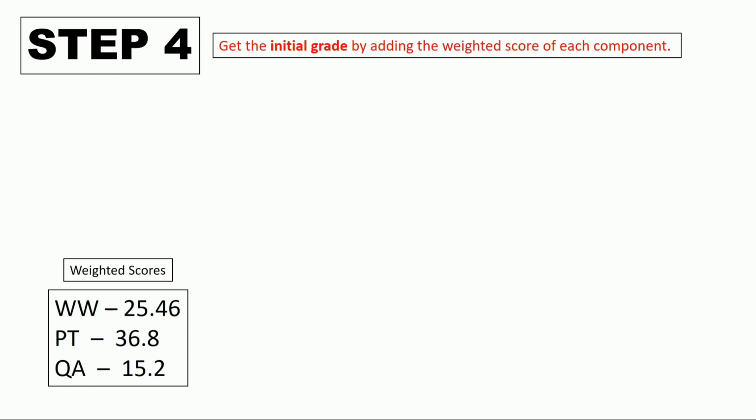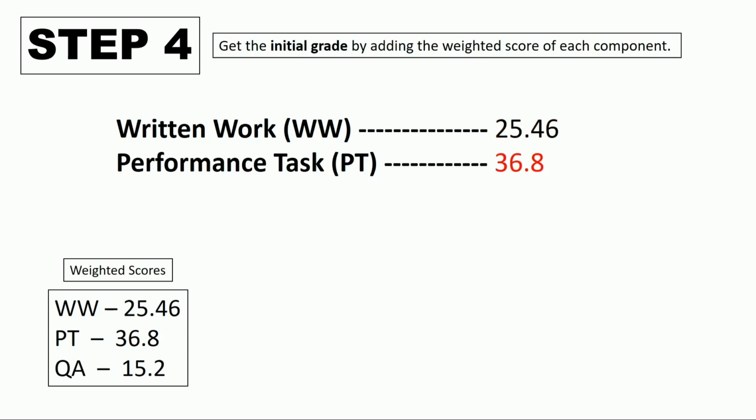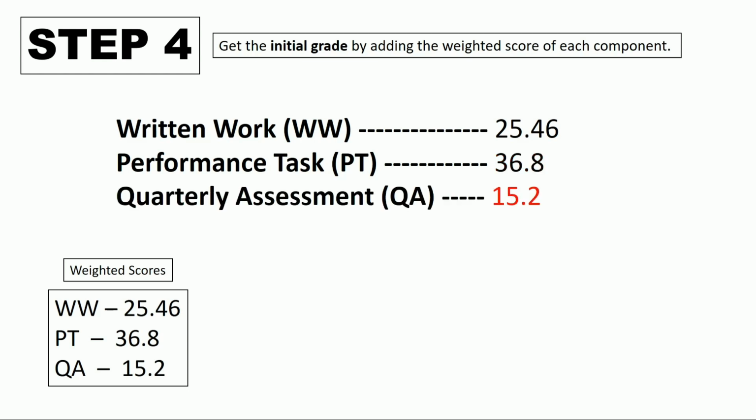So again, the weighted score for written work is 25.46. For the performance task, we have 36.8. And for the quarterly assessment, we have 15.2. Once we add all those weighted scores, the result is 77.46. So basically, the initial grade that we have is 77.46.